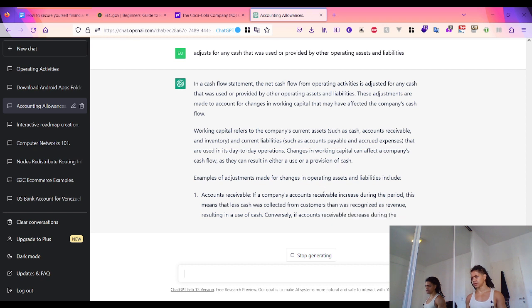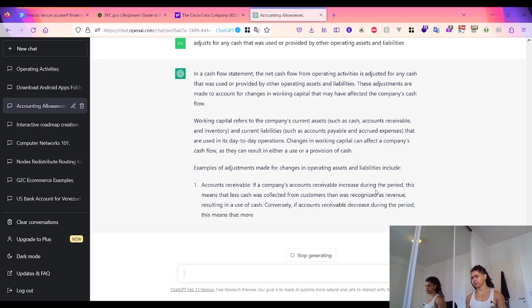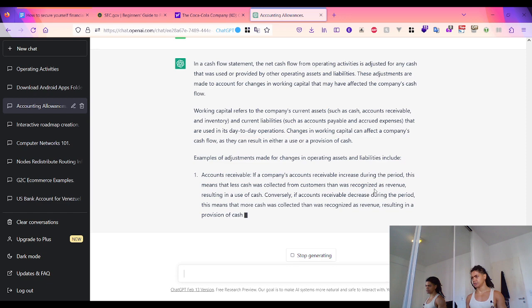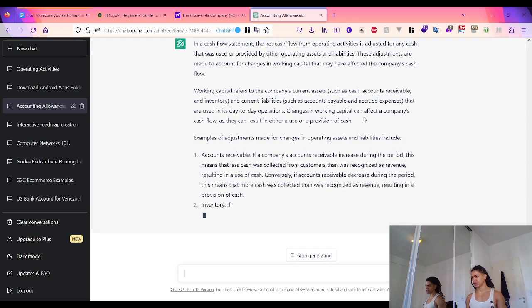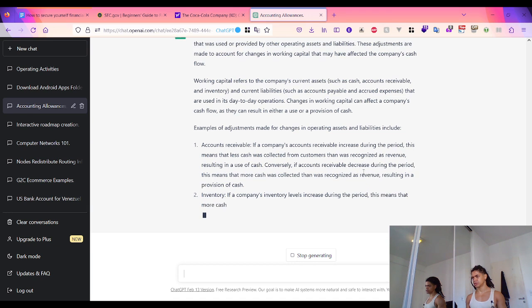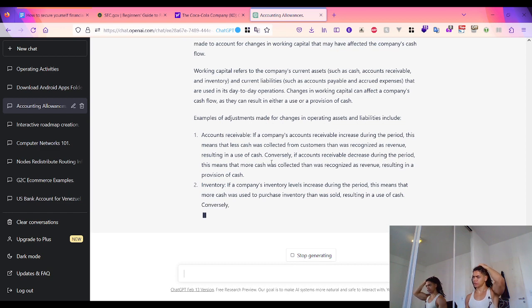If the company's accounts receivable increased during the period, this means that less cash was collected from customers than was recognized as revenue. Conversely, if accounts receivable decreased, this means that more cash was collected than was recognized as revenue, resulting in a positive cash impact.